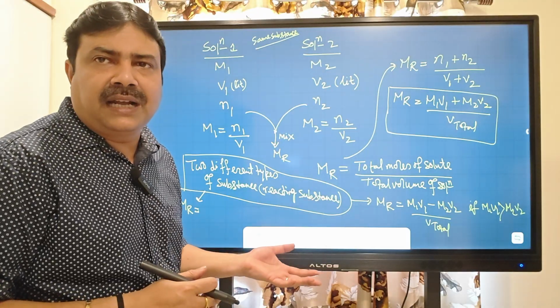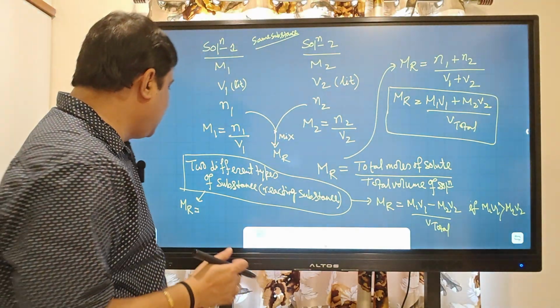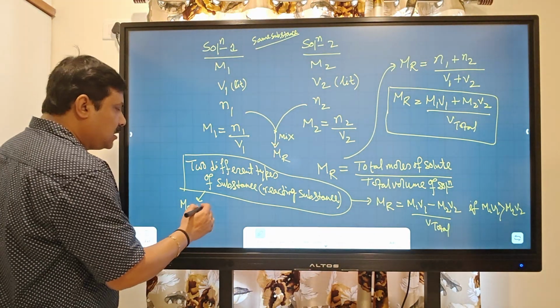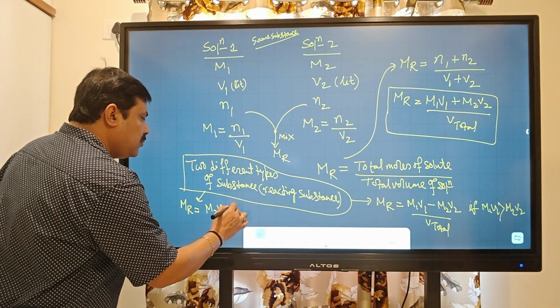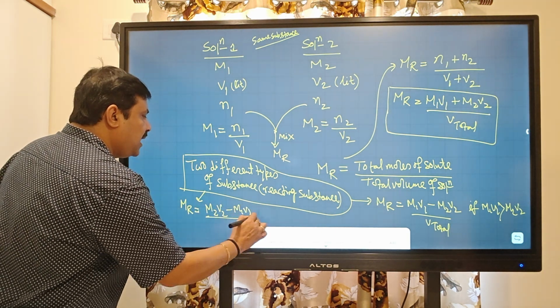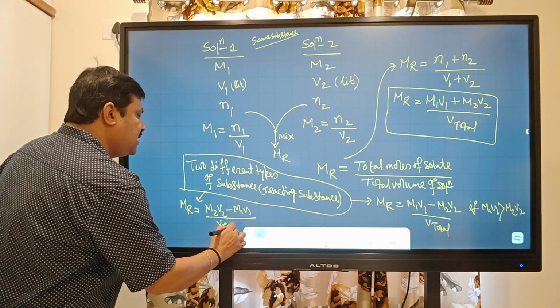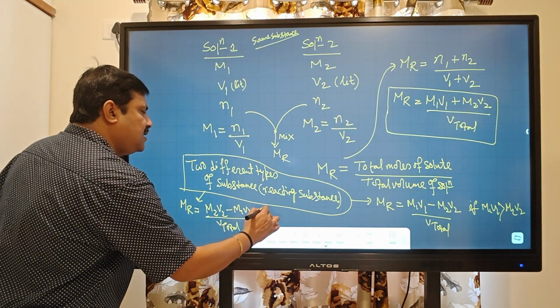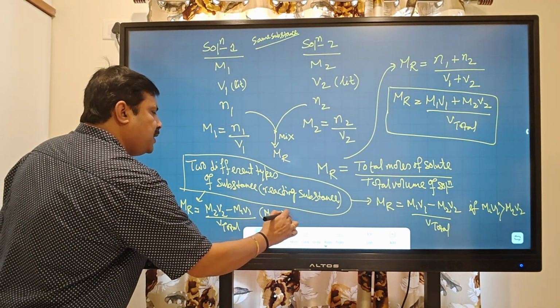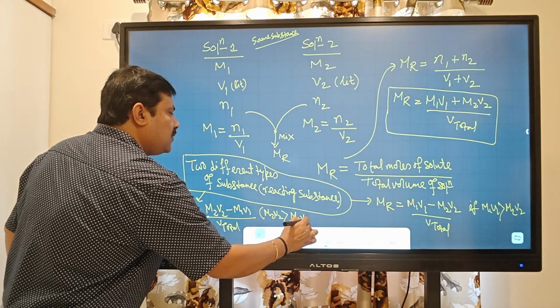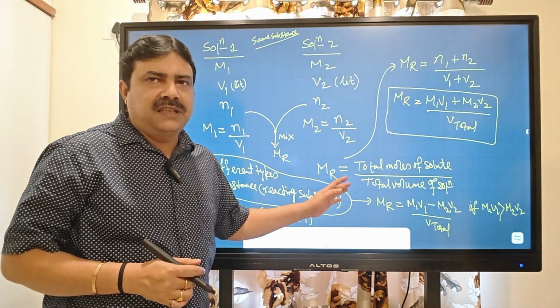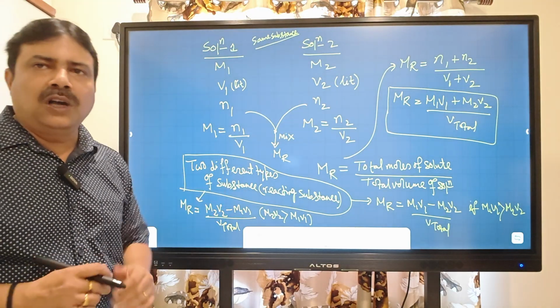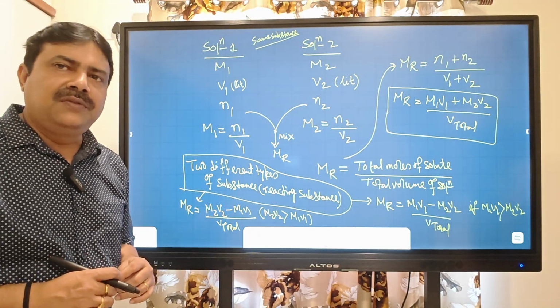One thing will be fully consumed, the other thing remains. So now here MR will be equal to (M2 V2 minus M1 V1) divided by V total. What is the condition? Condition is M2 V2 should be greater than M1 V1. So that means whenever the same type of substance is mixing, resultant molarity is (M1 V1 plus M2 V2) by V total.